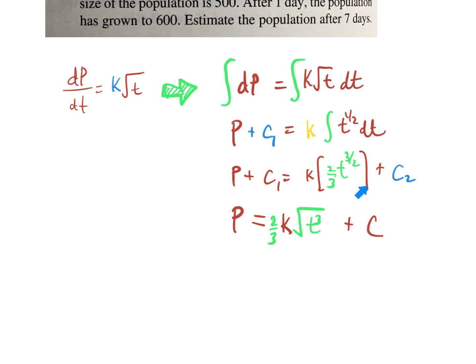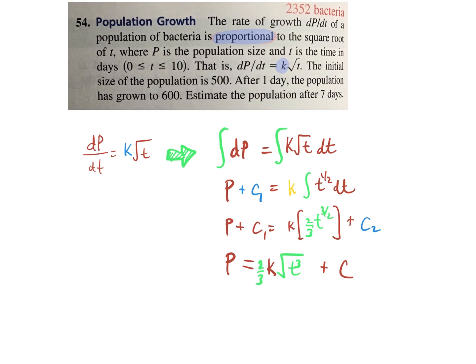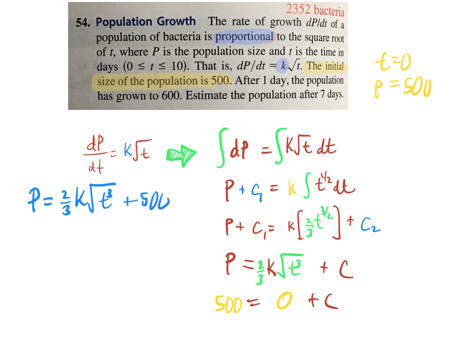And now we can use some of the initial information to solve for our c. The initial population, which is when time is 0, is 500. So 500 equals 2/3 times k times 0 to the 3/2, which is 0, plus c. c is 500. Notice we still don't know what k is. So we haven't solved this differential equation until we know what k is.